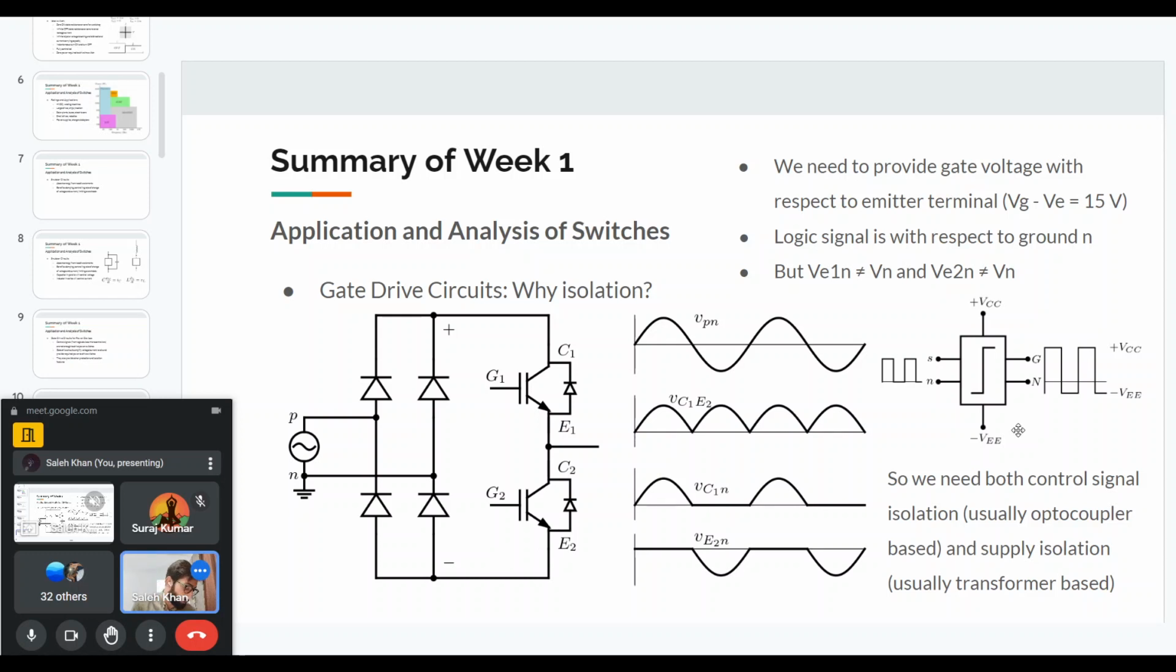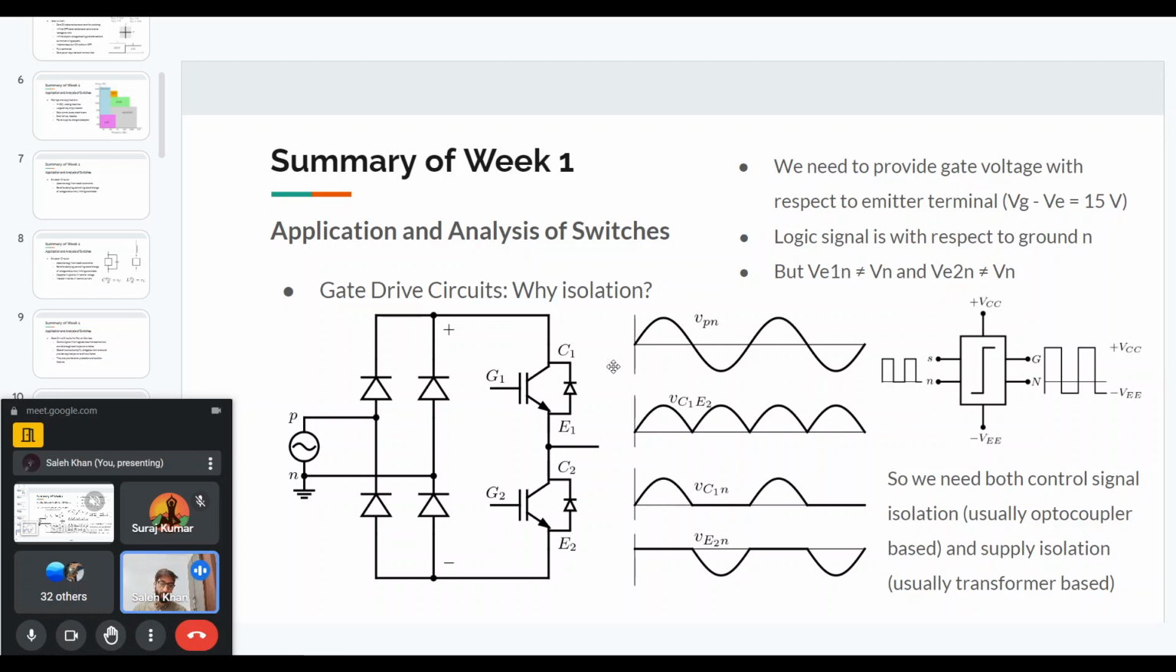So Asif is asking if the logic signal is for the diode. No, there is no logic signal for the diode. The logic signal as well as the power supply both are for the IGBT. The diode is uncontrolled. We will not provide any logic signals, because these are diodes, these are not SCRs. The logic signals as well as the VCC and VE supply are both for the IGBTs.